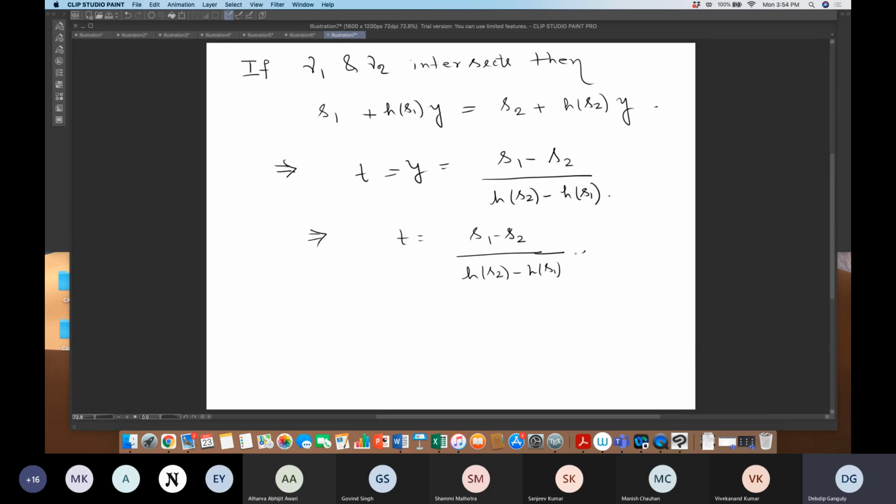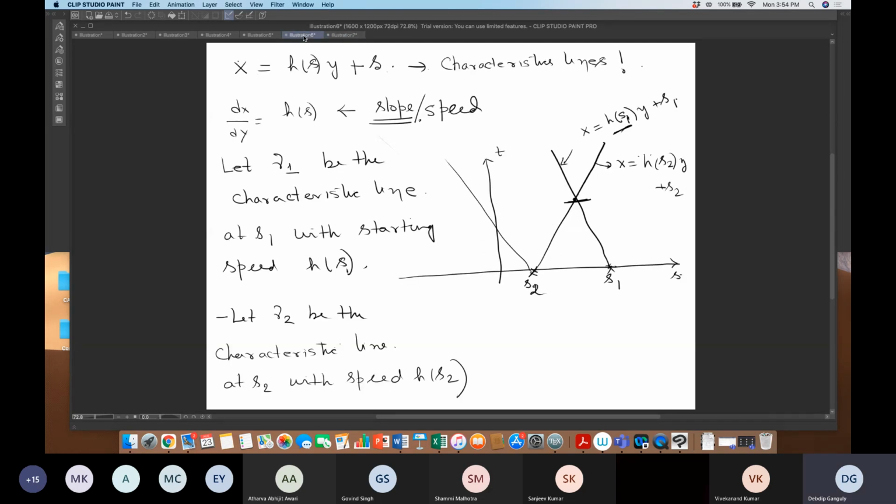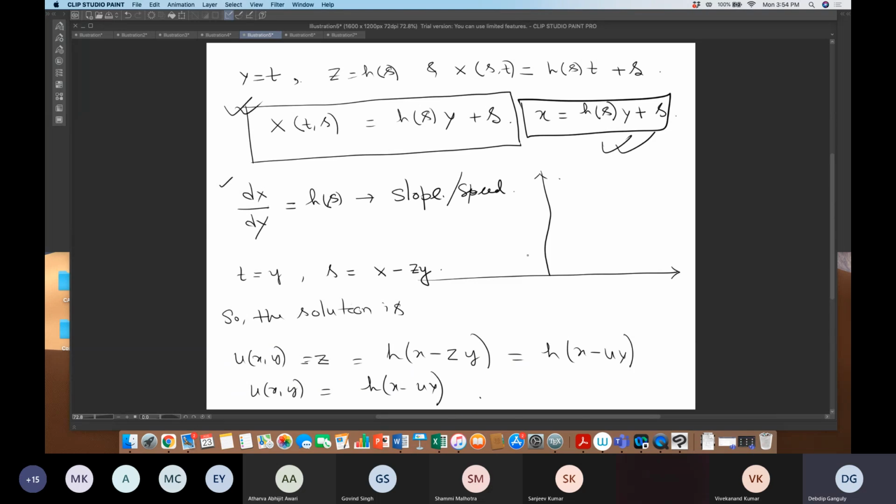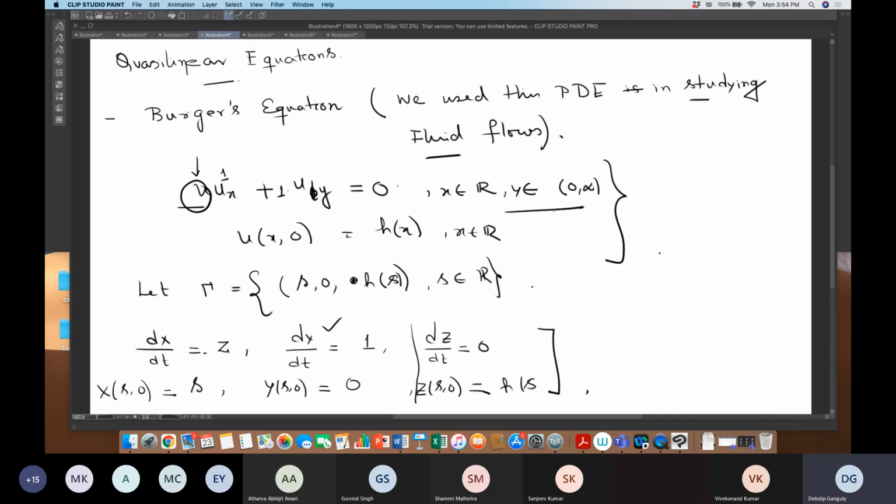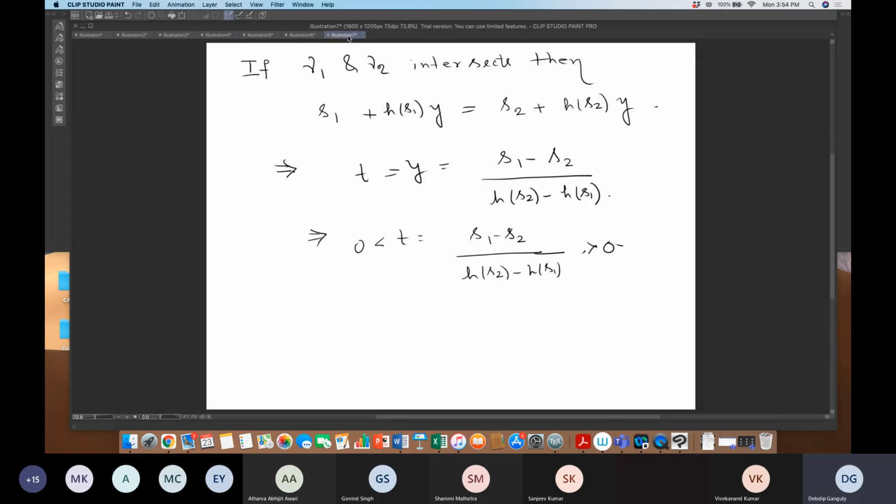Now where does t lie? y is non-negative, so y is positive, which means t is also positive, because we want to solve in this quadrant. You remember y is 0 to infinity, so our domain is here. Because y positive means t positive, this is greater than 0.